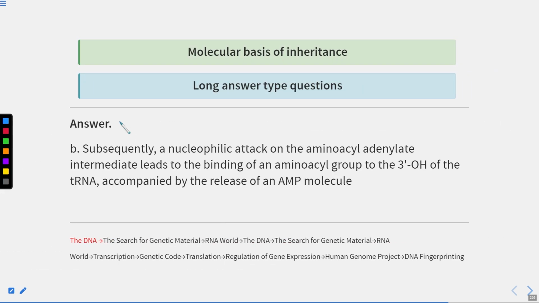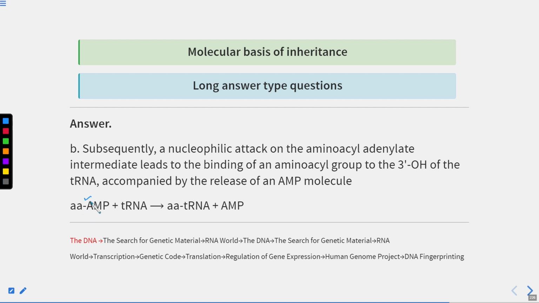Then what happens? Subsequently, there is a nucleophilic attack on the aminoacyl adenylate intermediate, AA-AMP, which leads to the binding of an aminoacyl group to the 3' OH of the transfer RNA. This is accompanied by the release of the AMP molecule, adenosine monophosphate. And this is the reaction.